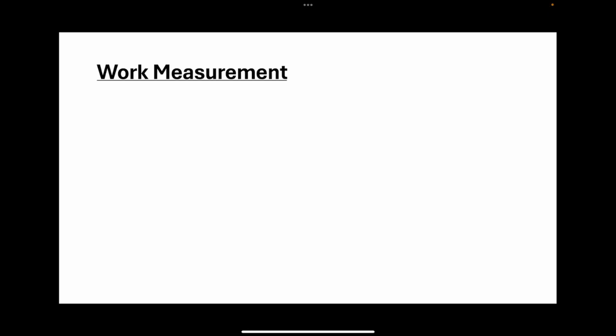In this video, we are going to take a look at what is work measurement. We have studied what method study means. In method study, we are creating a standard method to do a job. And in work measurement, we are going to measure the time taken for doing the job using the standard method. So this is what is called work measurement.